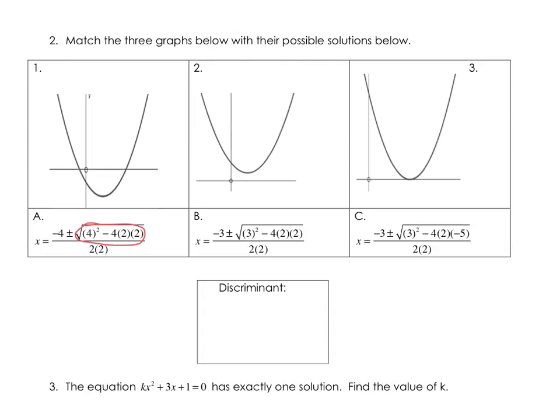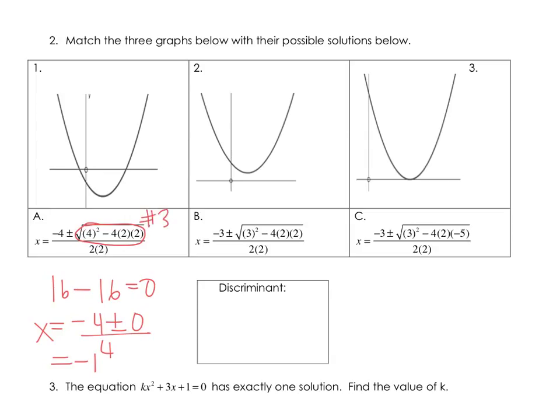So if we look at that value for letter A, that's 16 minus 4 times 2, which is 8, times 2, which is 16. That is 0. So if I solved for my x-intercept, I would have negative 4 plus or minus 0 over 4, which would give me negative 4 divided by 4, so negative 1. That means I have only one x-intercept, so that matches with number 3.